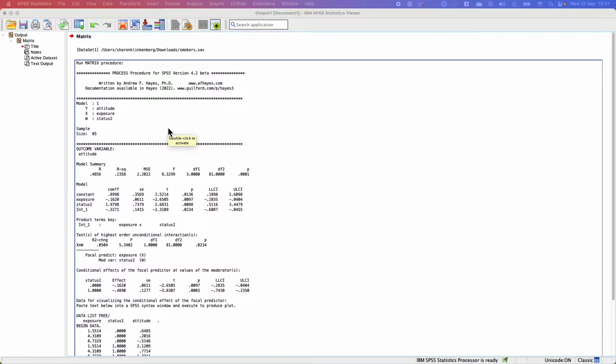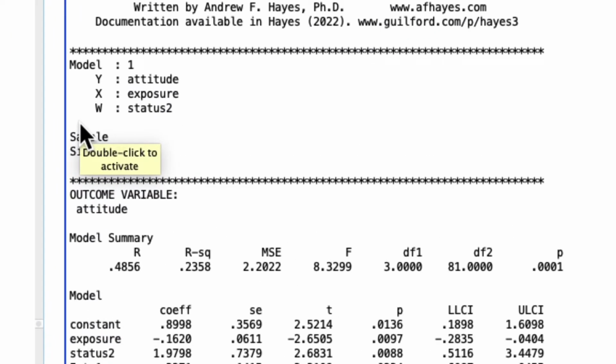We'll be looking at the results from a moderation analysis with a categorical predictor and a continuous predictor. We're looking at the situation where we want to predict attitude based on the exposure to an ad campaign, and we want to know if there's a difference in the status of the person that we're looking at. The two categories for that status are either smoker or non-smoker. So essentially you want to know if the ad campaign is effective in the attitude for the smokers and the non-smokers.